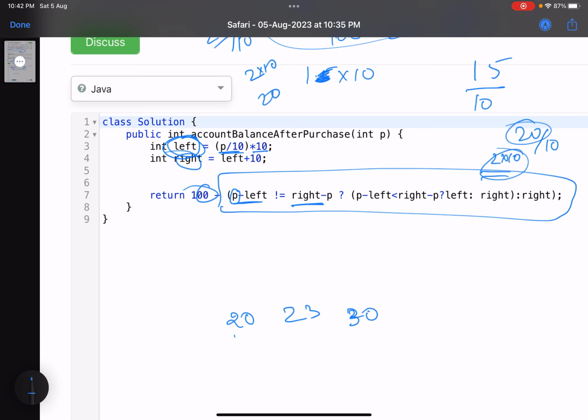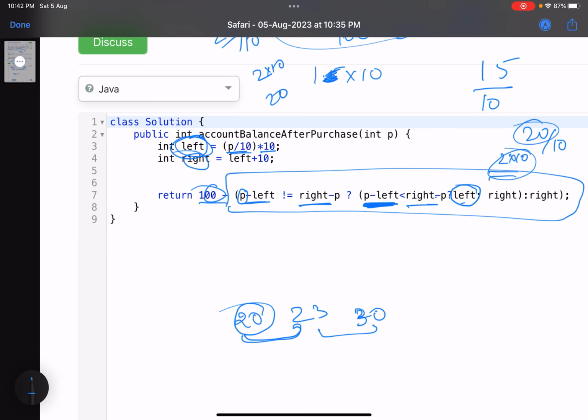Now if the difference between these two and these two is not equal, that means I have to take a defined decision. So what I do, if the absolute difference between these two is less, is minimum of the two, so you return left. That means you will spend 20 rupees. So 100 minus 20 will be 80. However, if the absolute difference between these two is less, so you spend this amount, right amount. So 100 minus right. This is the case where the absolute difference is not equal.